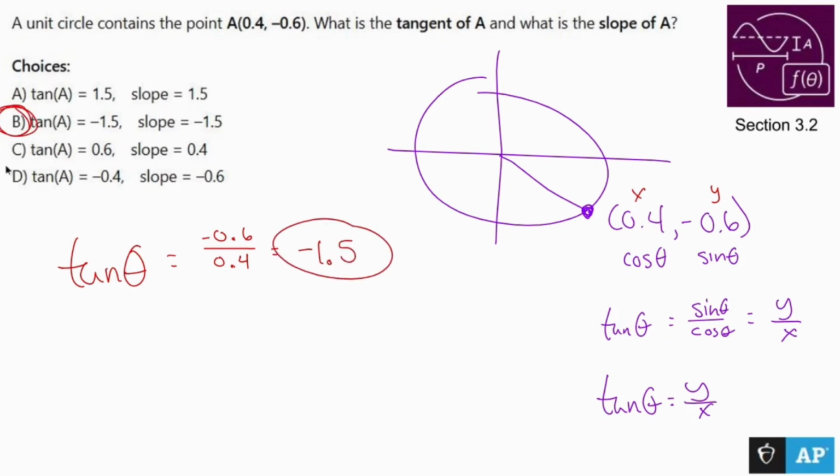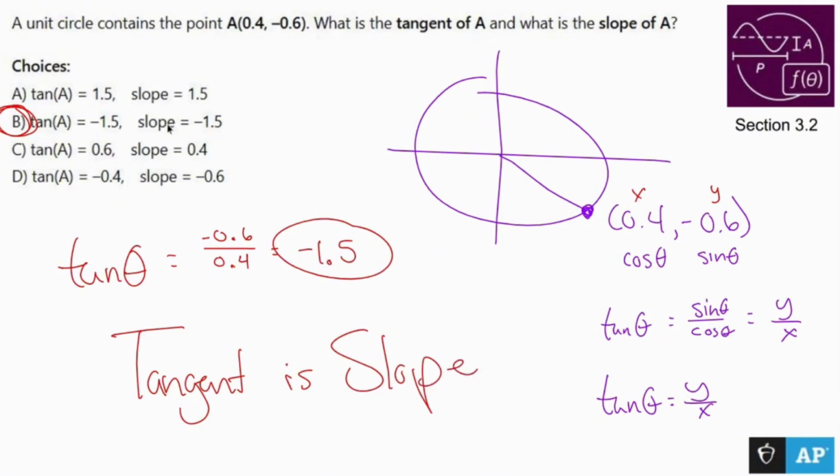Now, I know the answer is B, but let's try to understand what that means. The tangent value is the y value over the x value. The change in y over the change in x, that's the slope. So tangent is slope. So they are the same. That's why you get the same number both times. Tangent is slope because it's the y over x value.